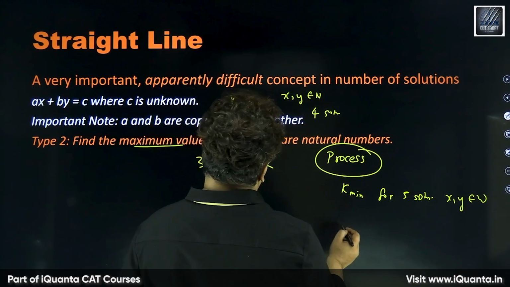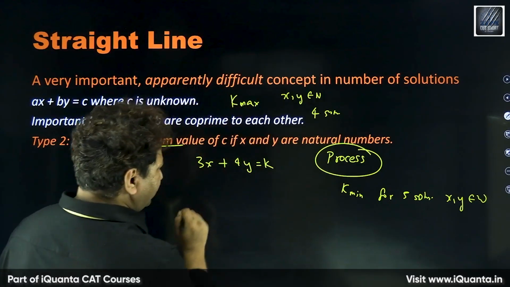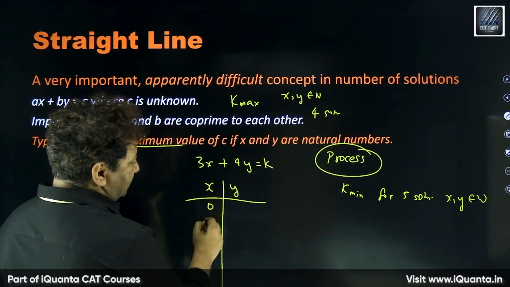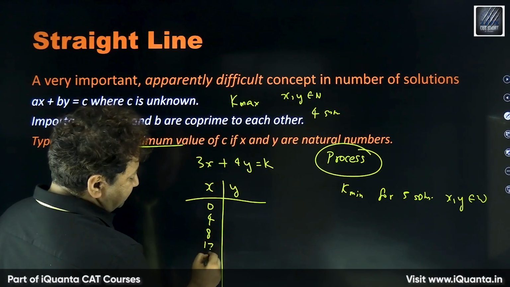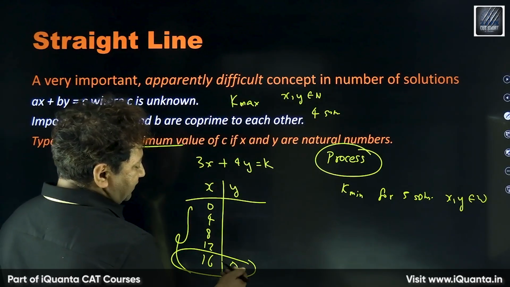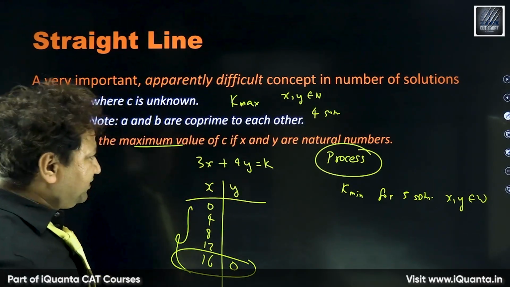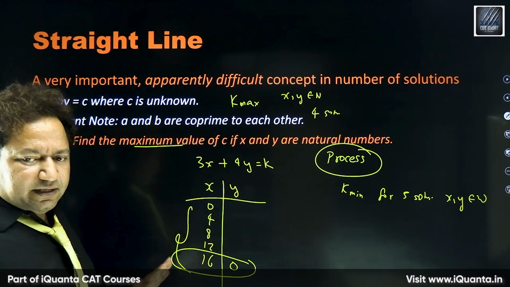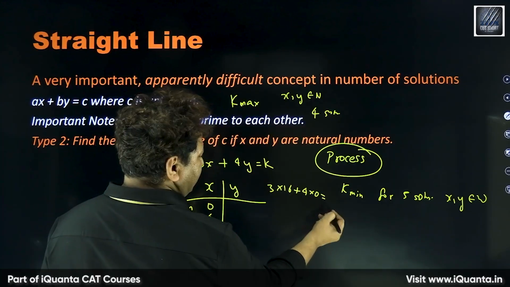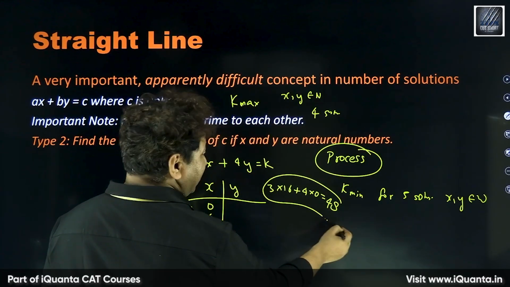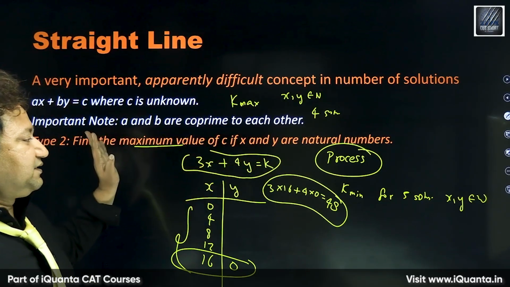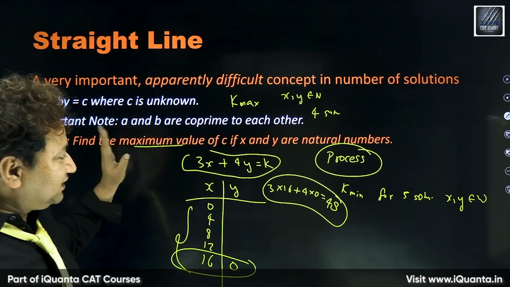Okay, let's do that. So 3x plus 4y equal to k, 5 solutions, whole numbers, start with 0, 0 plus 4, plus 4, plus 4, plus 4. I got 5 values. Start with 0, that's all, 16, 0. You can go upwards or you can just leave that because you need the value of k. Even if you get one solution set, it'll be fine. 3 into 16 plus 4 into 0. You get 48. So 48 is the minimum value of k for 5 solutions of this equation where x and y are whole numbers. To maximize, just subtract 1 from it.